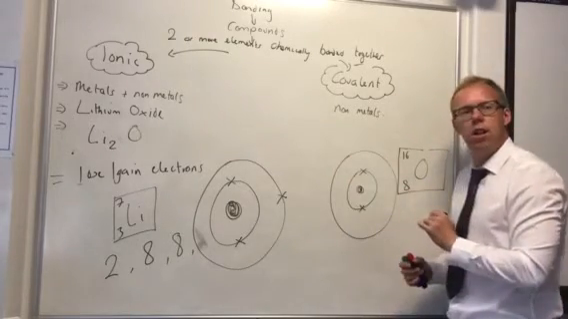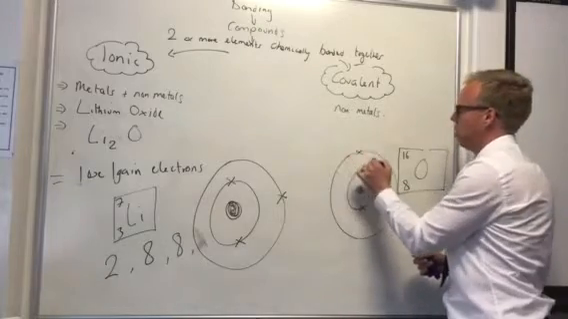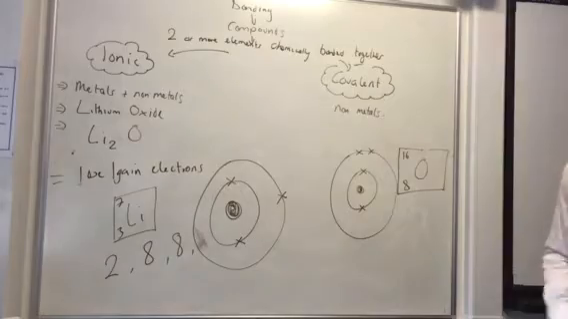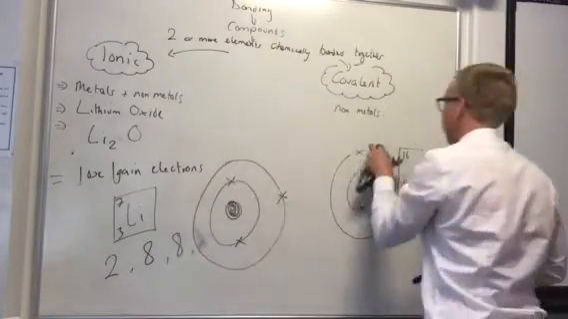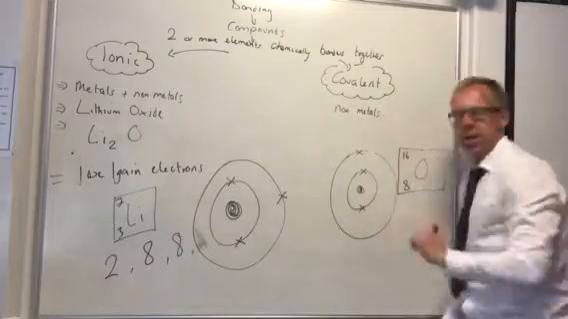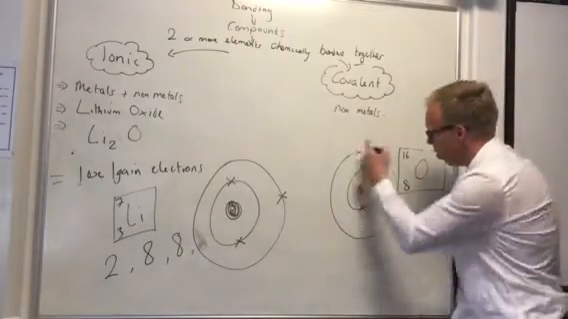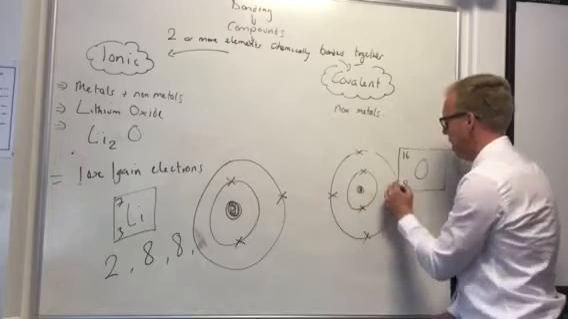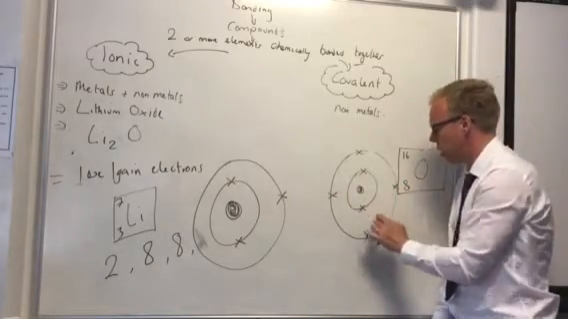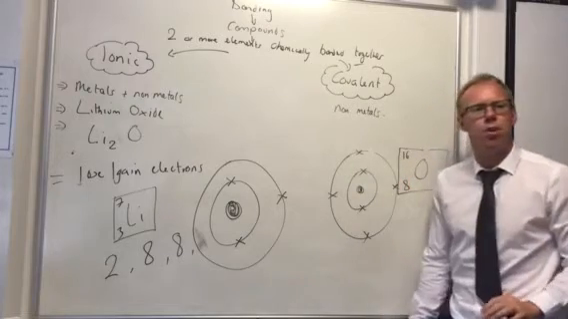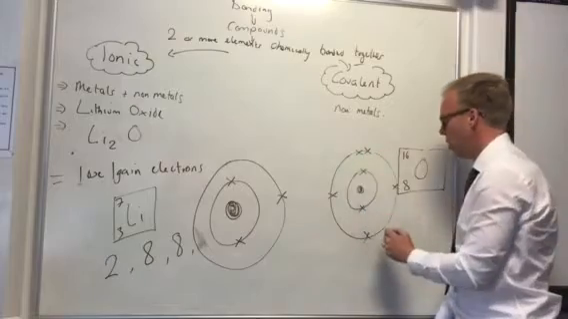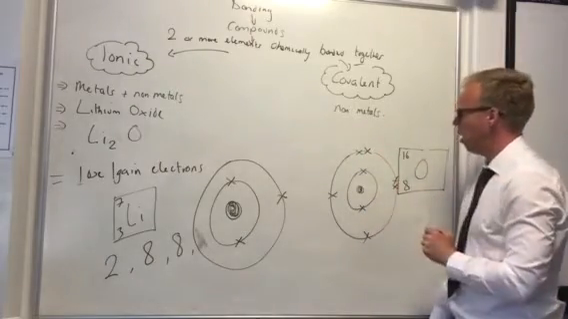Draw another shell. 1, 2, 3, 4. Now, I'm actually going to do this properly, because people don't do it properly. I want to get it right. When you're filling these up, you have to fill them up oppositely, right? So, 1, 2, 3, 4. How many have I got so far? 1, 2, 3, 4, 5, 6. Am I done? No. How many more? 2. 1, 2.